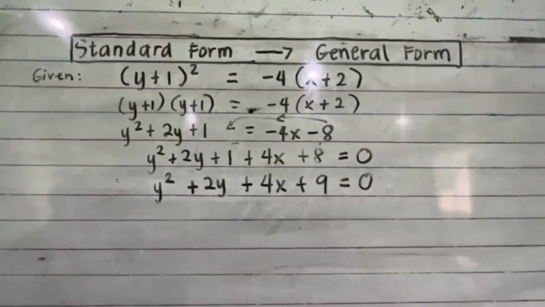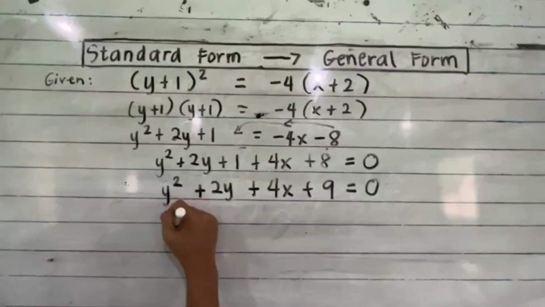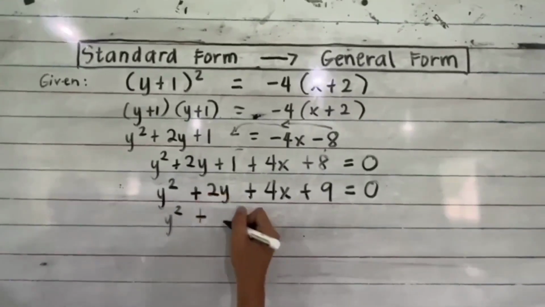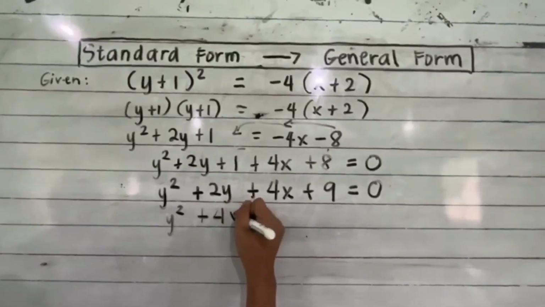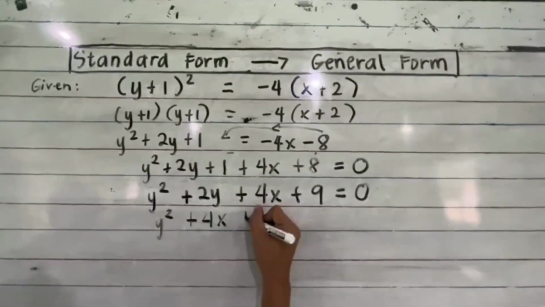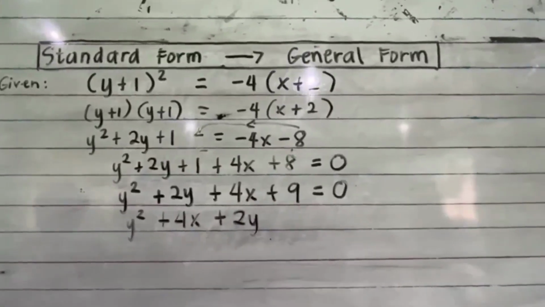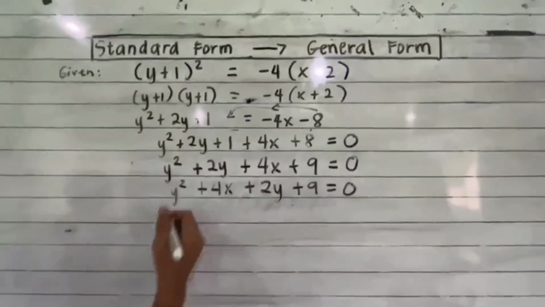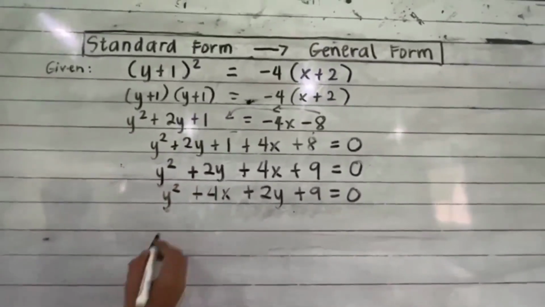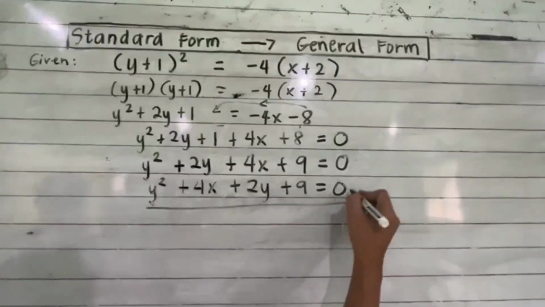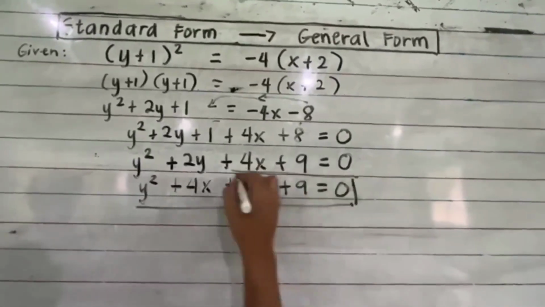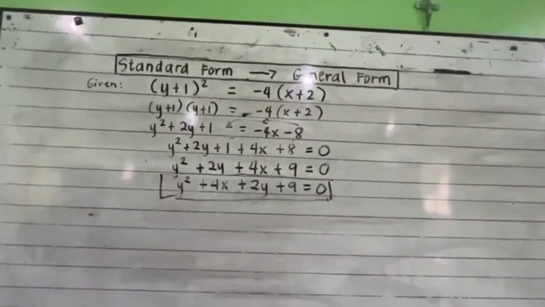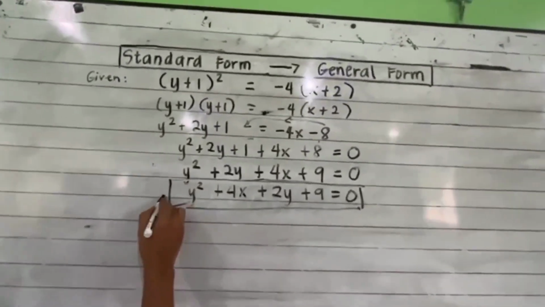The final thing to do here is to arrange the given. So y squared plus 4x plus 2y and then the plus 9 equals 0. So now we have the general form of y plus 1 squared equals negative 4 quantity x plus 2. So that is how you transform a standard form to general form.